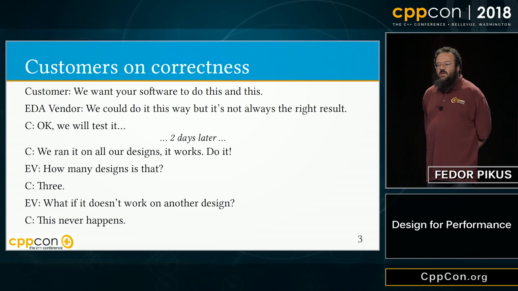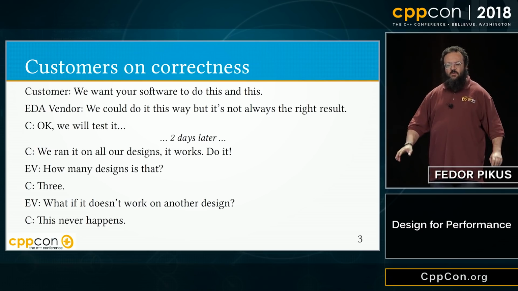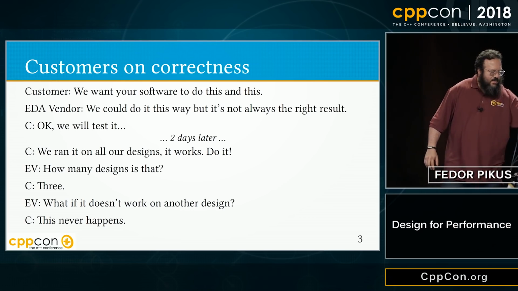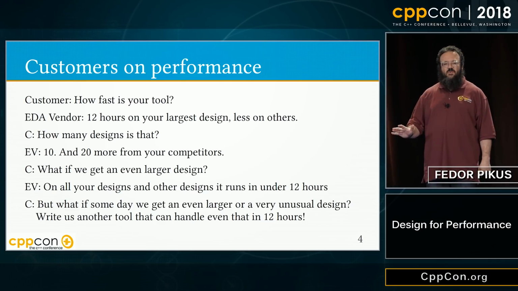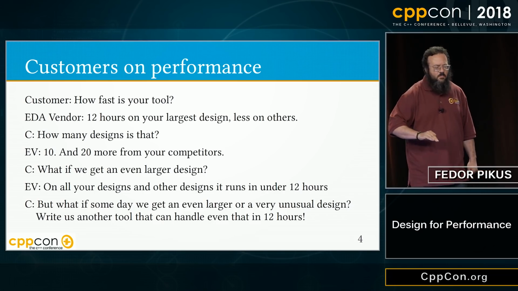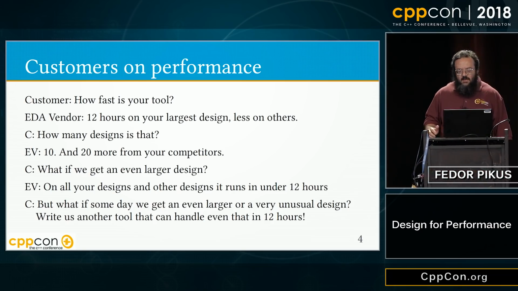I've had the request many times, okay, we want this feature. Well, your feature doesn't always work. It doesn't work if this or this or this happens. That'll never happen. Our chips don't do that. So, we run it on 3 chips, it works, do it. I've never had the same thing about performance. Yeah, it seems good enough for now, but what if something happens, something we can't even anticipate, but we still want to guarantee that it'll still run overnight? So that's how important performance is to our customers.